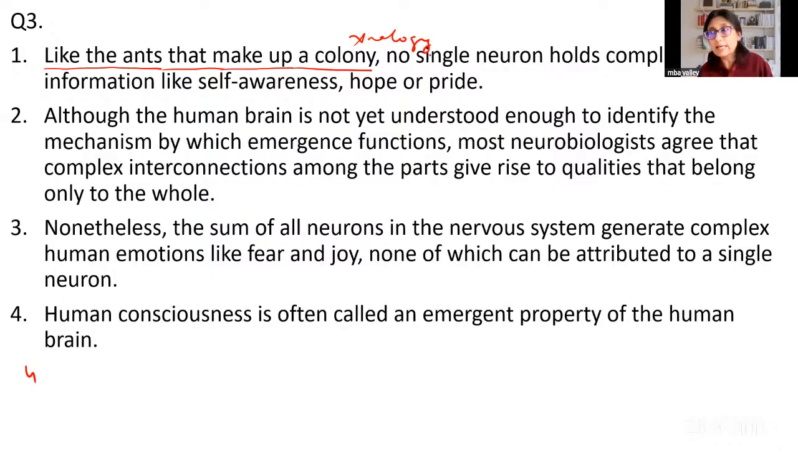अब हमें क्या करना है? Let's read sentence number 3. Nonetheless, the sum of all neurons in the nervous system generate complex human emotions like fear or joy, none of which can be attributed to a single neuron. यही बात यहाँ से कंटिन्यू हुई है. No single neuron holds complex information. यही बात यहाँ से आगे कंटिन्यू हुई है. So nonetheless might look tricky, but you know वो क्या कर रहा है? It is reinforcing the contrast. Individual neuron is nothing complex.